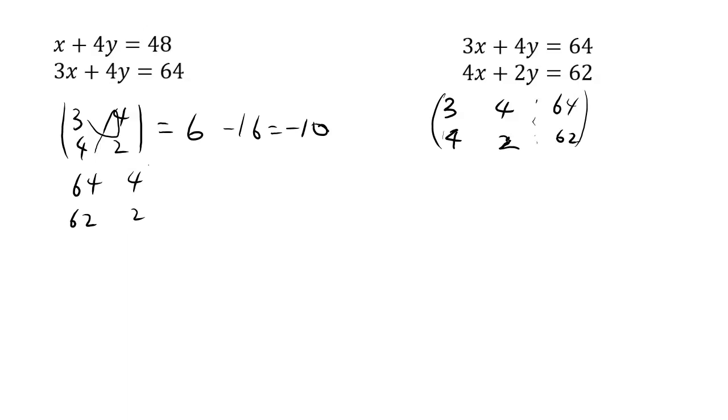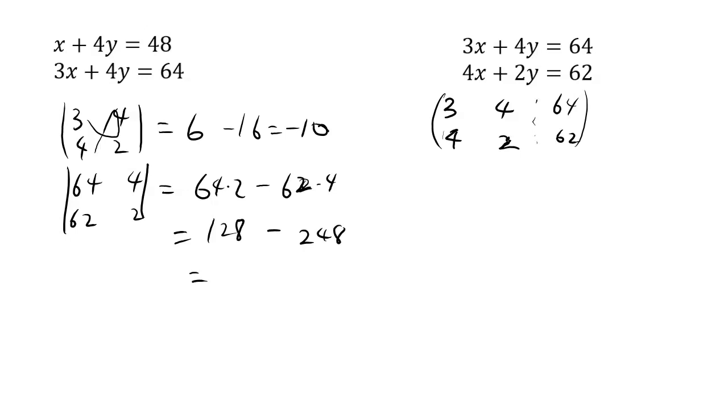And then let the 64, 62 replace the 3 and 4, so you get 64, 62, 4, 2, and then you do this. It's 64 times 2 minus 62 times 4. Let's see, that's 128 minus 248, so that is negative 120. It's better to do 248 minus 128. I'm just too lazy to use a calculator. Alright, so it's negative 120. Okay, so that means x is the fraction of these two. It's negative 120 divided by negative 10, so you get 12.